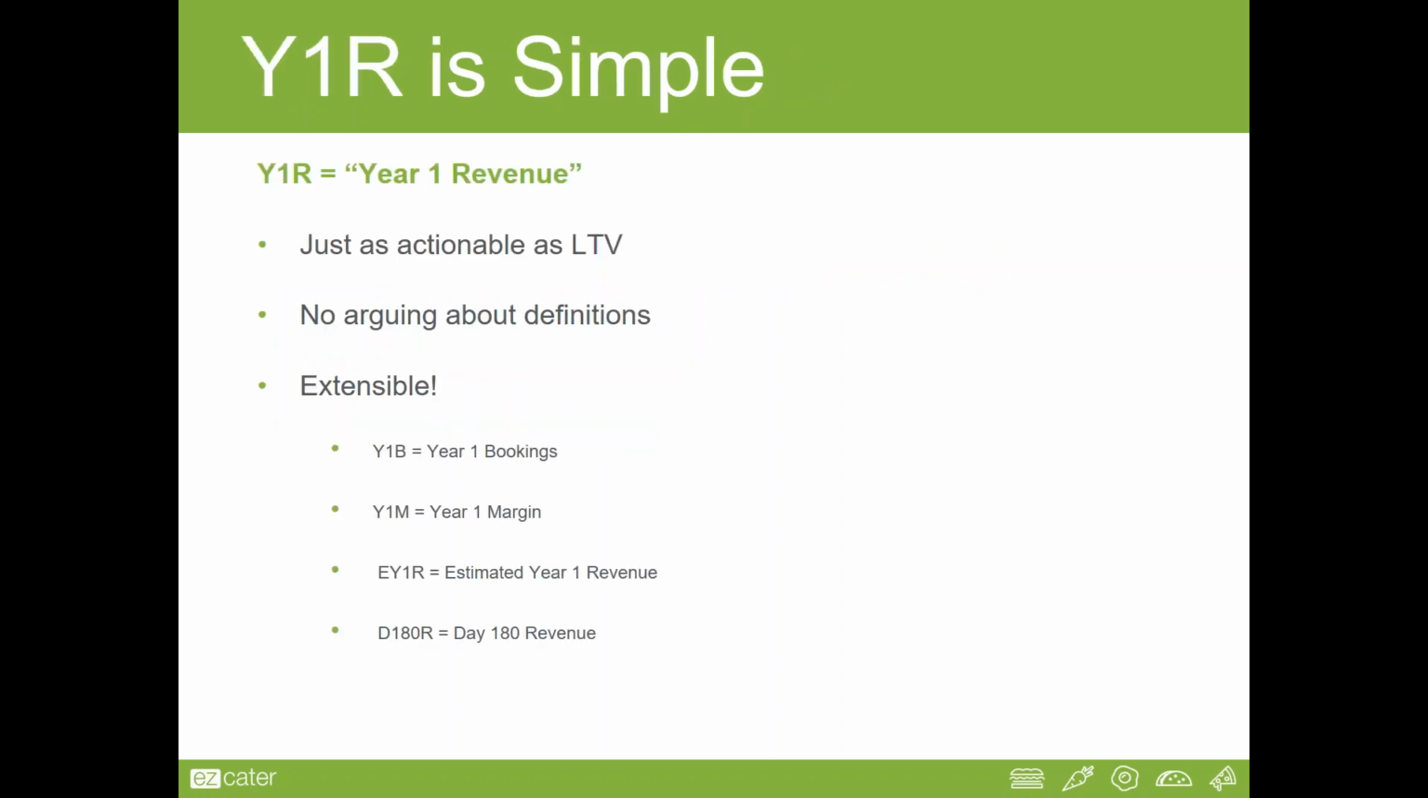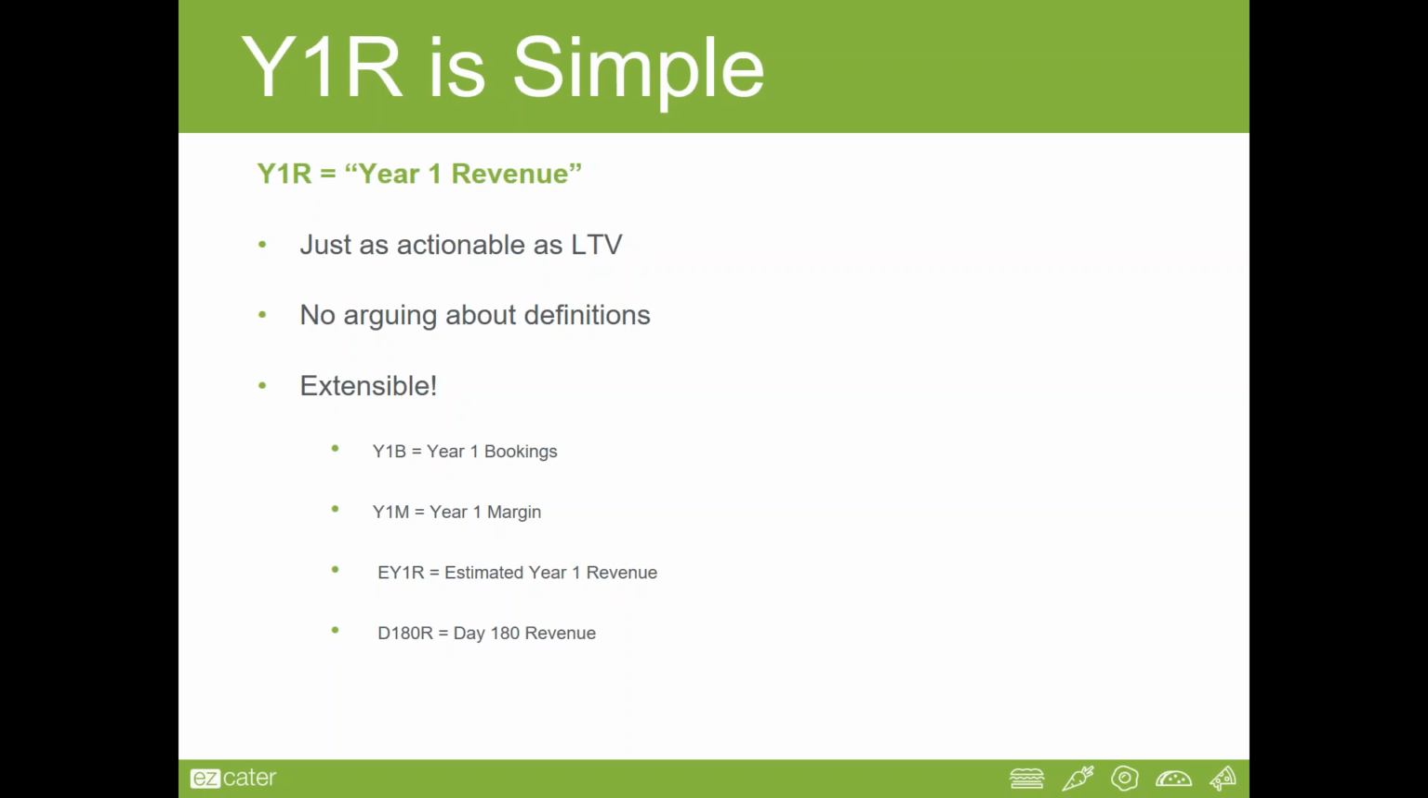What we have simplified to at ezCater is we say year one revenue. Because year one revenue is pretty clear. It's how much revenue somebody made in a year. It doesn't have any weird numbers associated with the weighted cost of capital, that kind of stuff. And most importantly, it's just as actionable, right? People that are good in their first year for us are good people, and if we see this number going down, that is absolutely indicative that there's a problem going forward. So no arguing about definitions, and it's kind of extensible.